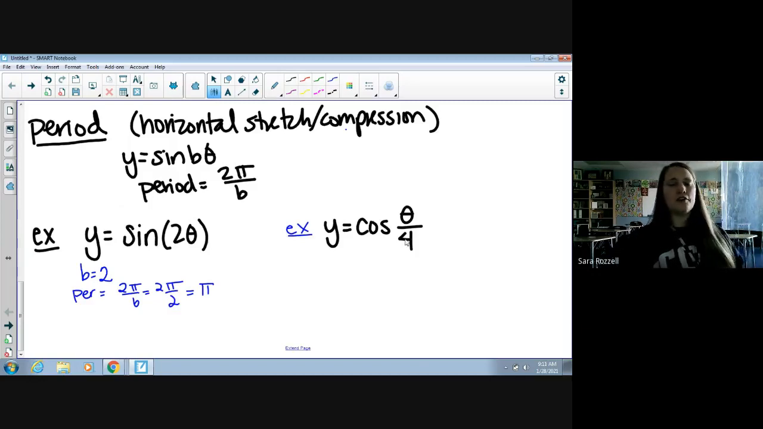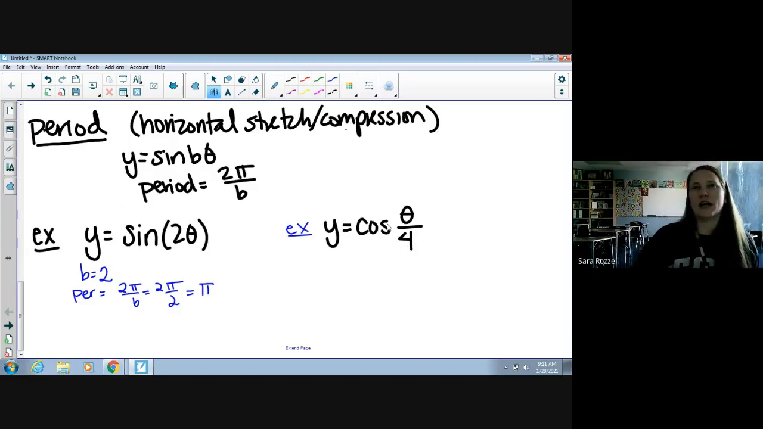What is the b value on cosine of theta over 4? What is multiplied by theta? What number is understood right here in front of the theta on top of this fraction? 1. Yeah, so theta is multiplied by 1/4, right? If it was just 4, it would just be a 4 theta, but it's multiplied by 1/4. So our b value is 1/4.